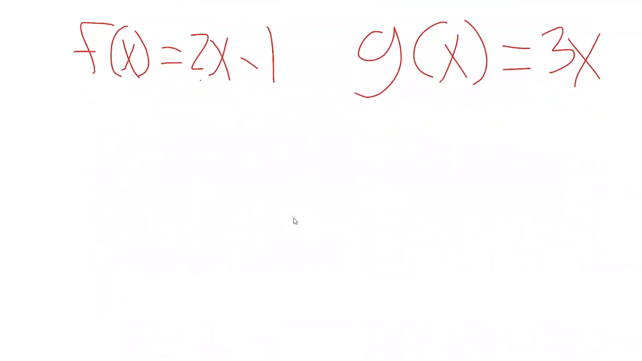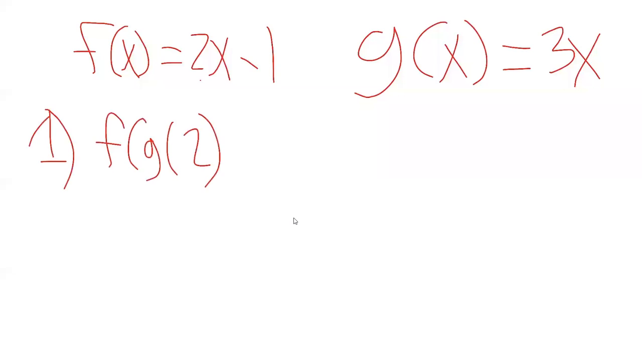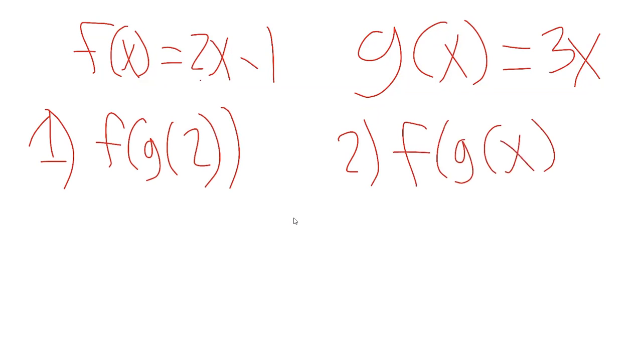So I want you guys to try 2 questions. If you need this, give me a sec, I'll put it back up. We have these 2 functions, f of x equals 2x minus 1 and g of x equals 3x. I'm going to write 2 questions. The first one, we'll do f of g of 2. And then I'll have you do f of g of x. So I'm going to give you a few minutes to try again.